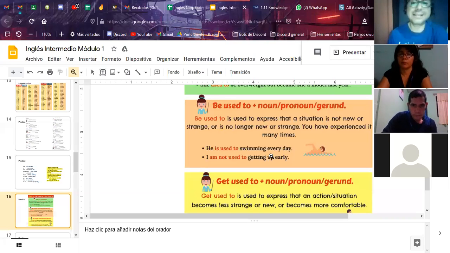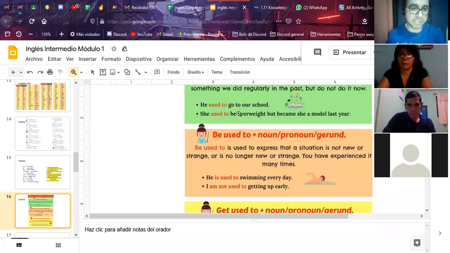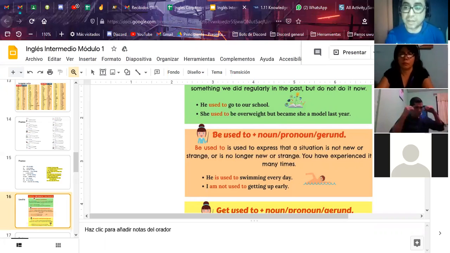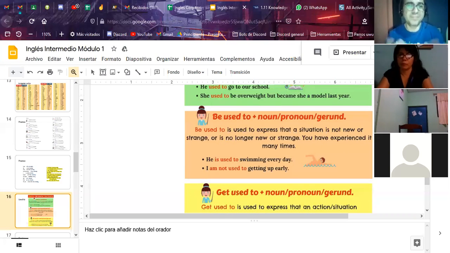That is different than the other one. In the first one, there is a change of a habit. So here, he used to go to our school, as in él solía ir a nuestra escuela. But in the second one, the experience is not new. It's something that you do, like a habit, regularly right now. Okay? So that is the difference between the first and the second one.